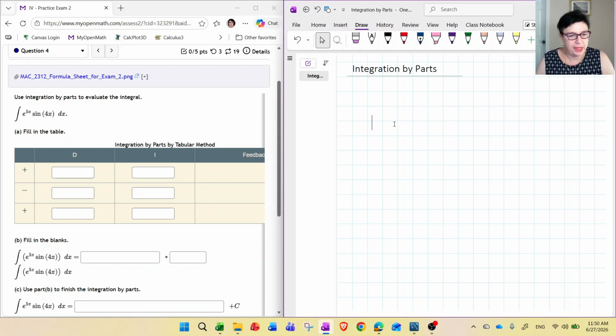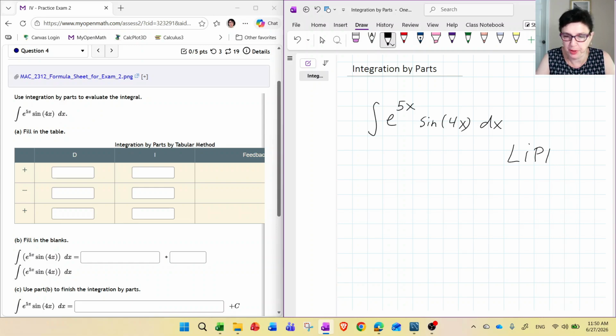In this video, we're going to have a very tricky integral. This one is a combination of an exponential function, so this is e to the power 5x, and a trigonometric function, so sine 4x. Now, according to our mnemonic rule, it's called LIPET, and this is log, this is inverse trig, P stands for power, then we have exponential, and then we have trig.